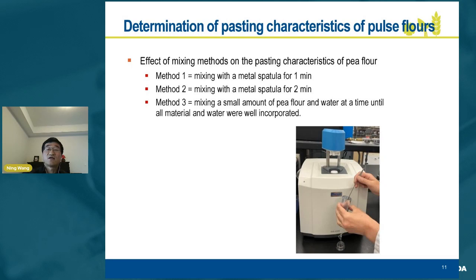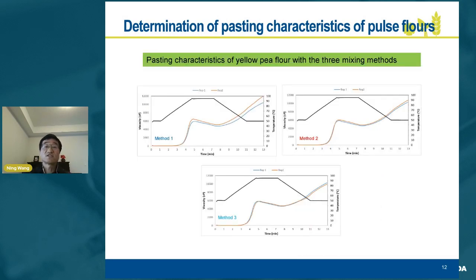So now here are the results with those three mixing methods. You can see the two colors, orange and blue. Each curve represents the two determinations for the same sample. I'll just give you an example with a pea flour sample. With method 1, you can see the results show large variation or standard deviations of those pasting characteristics, including peak viscosity, trough, or final viscosity.